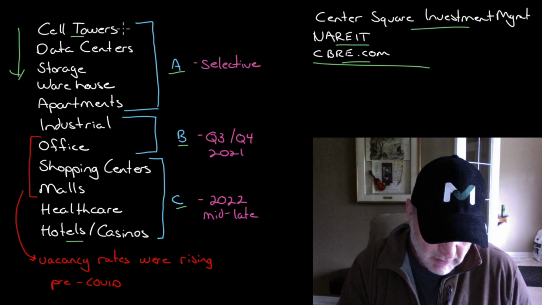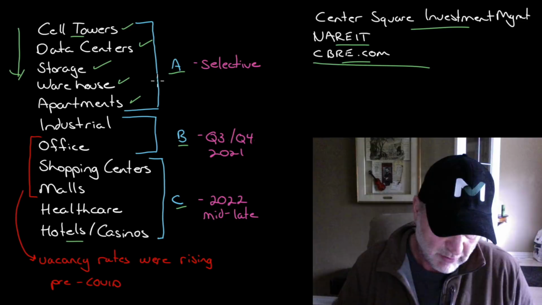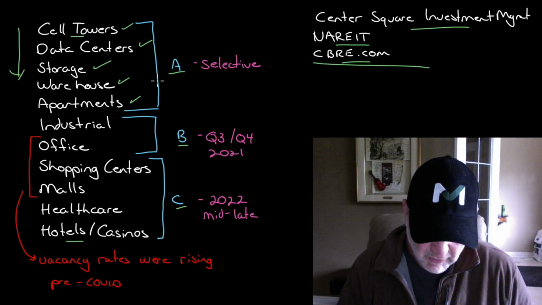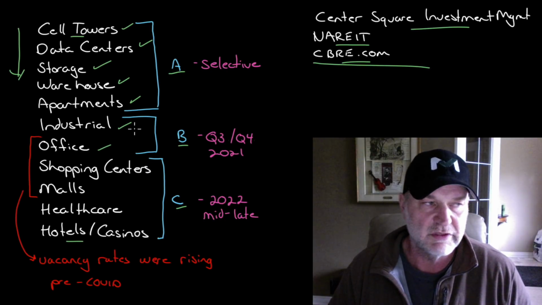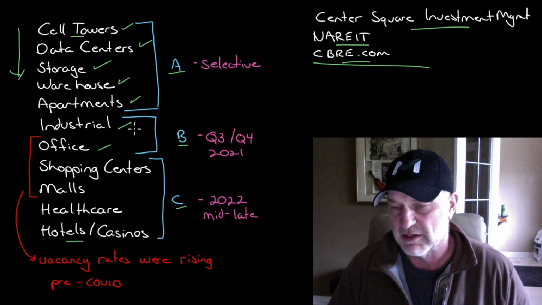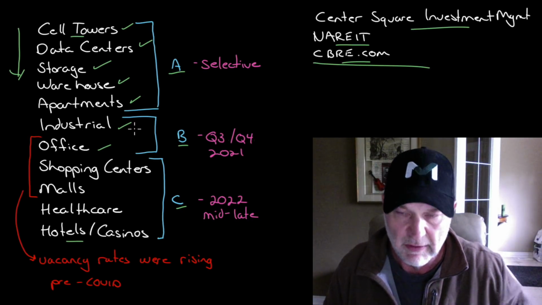So we have cell towers or cellular towers, data centers, storage. This is self-storage, warehouse and apartments, followed by, in Class B, industrials and office. Industrial holds up fairly well. Office, I think the whole story about work from home is massively overblown.